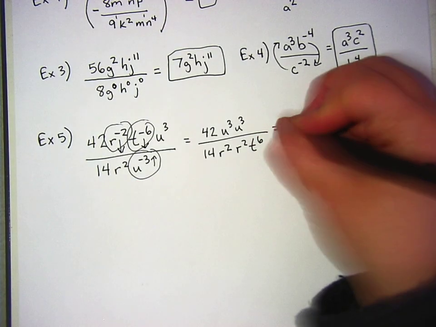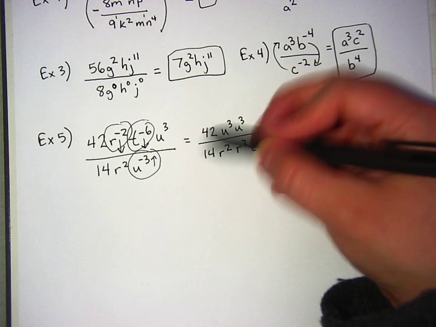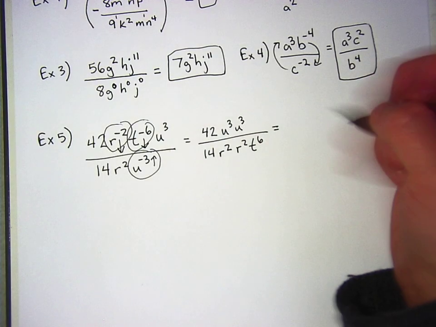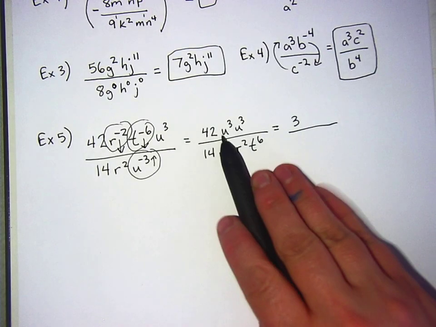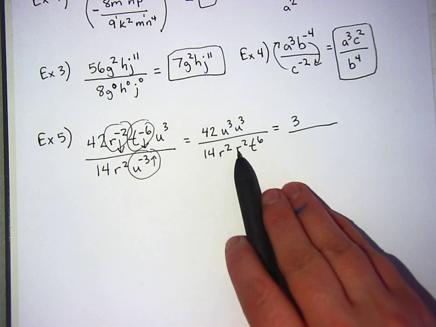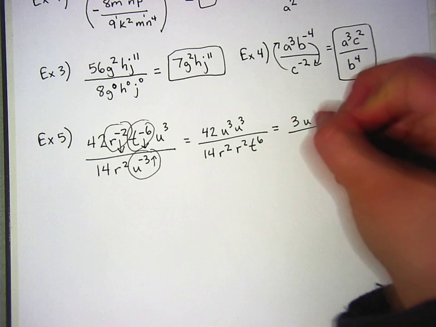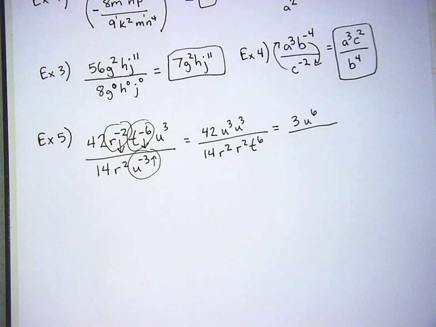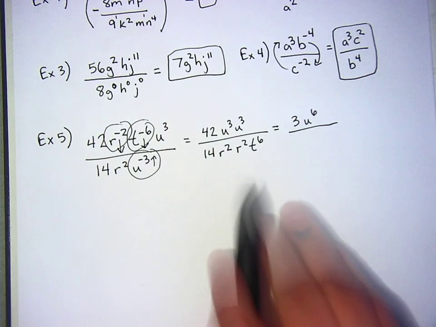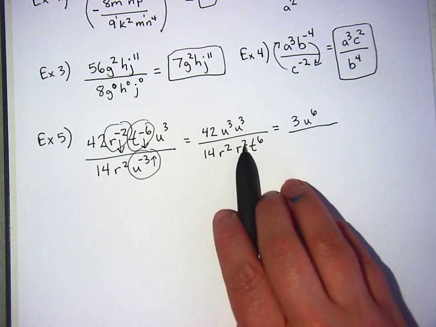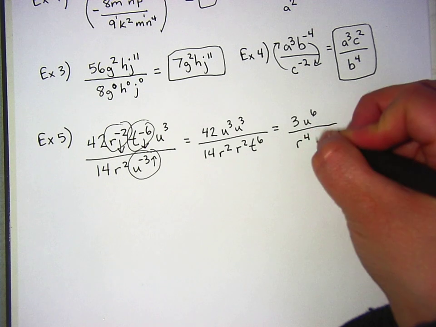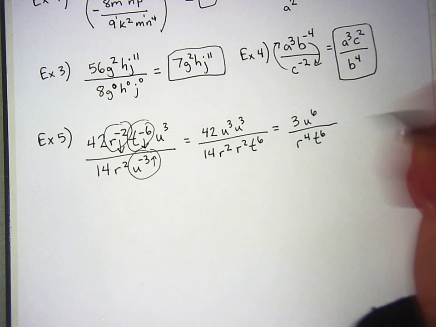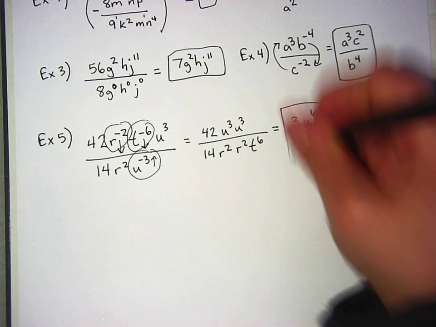Okay? First of all, I'm gonna reduce this. 42 divided by 14 is what? 3. That leaves a 3 on the top. Next, I've got u to the 3rd times another u to the 3rd, which is u to the 6, because you add those exponents. And if you don't remember that rule, look at your little booklet. All right? And then I've got an r squared and an r squared, and together they are? R to the 4th, and then t to the 6th sits by itself because there's no other parts.